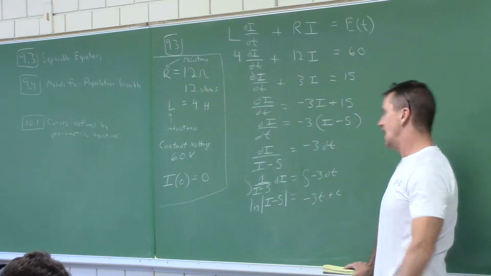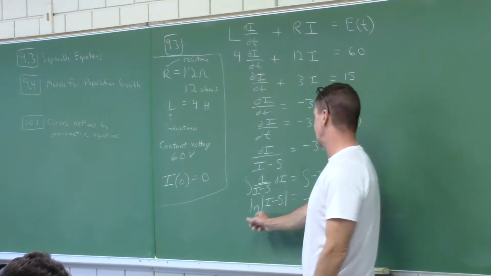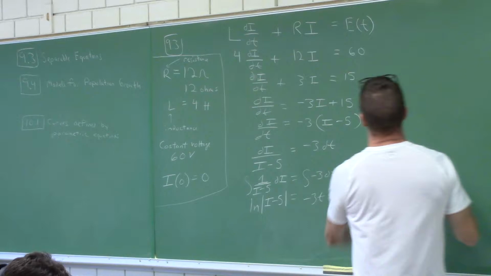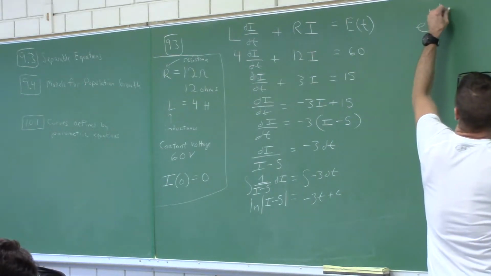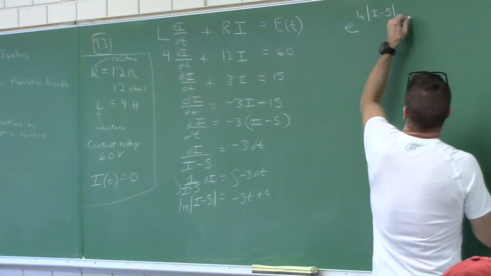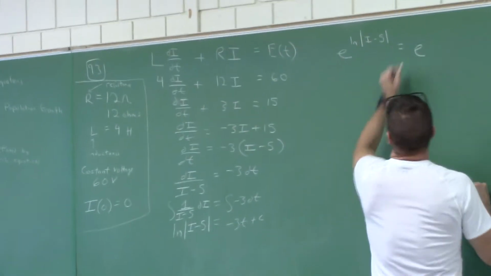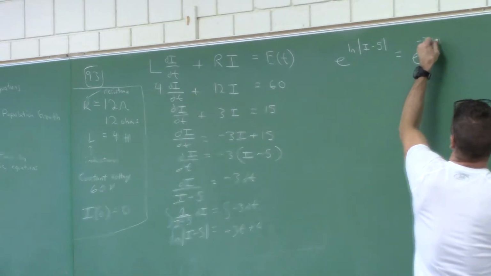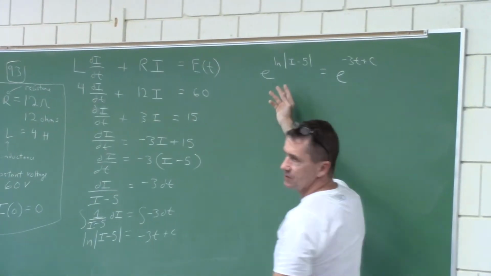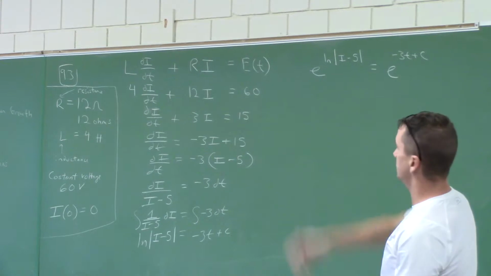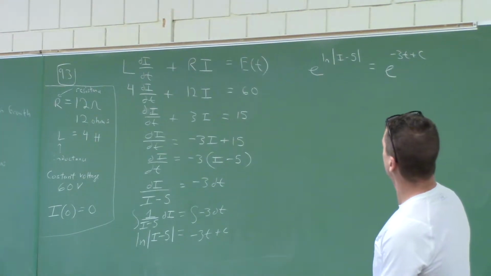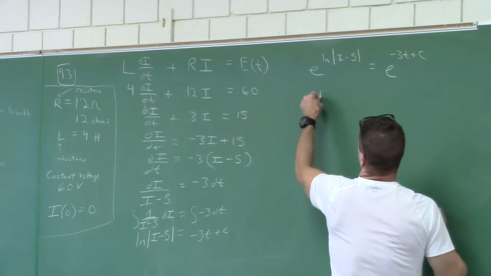Raise it to e. Yes! e raised to the left side, e raised to the right side. So I'm going to e to the natural log of I minus 5 equals e raised to the negative 3t plus c. This seems to happen on a few of these problems in this section. Happens a lot with circuits here. Well, that just becomes I minus 5.